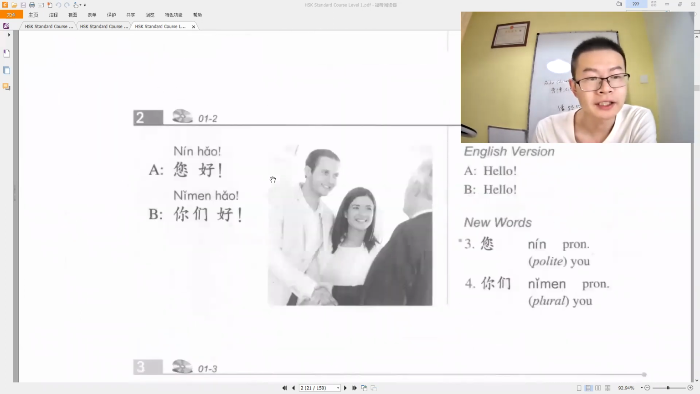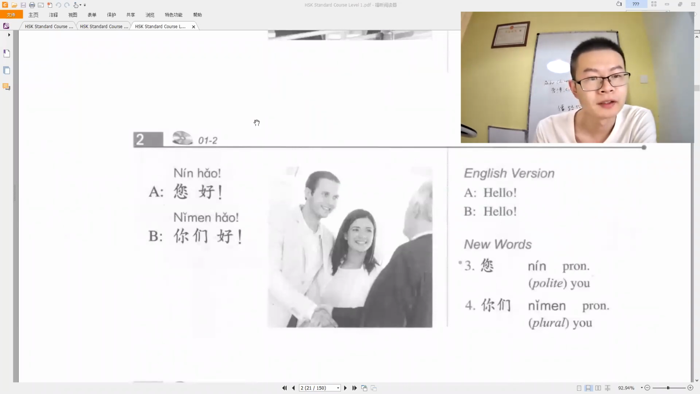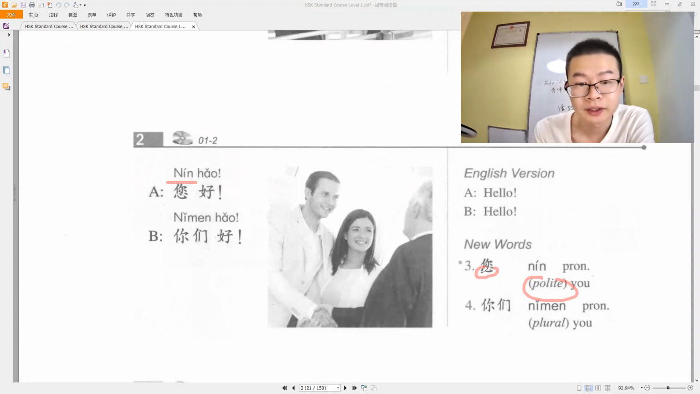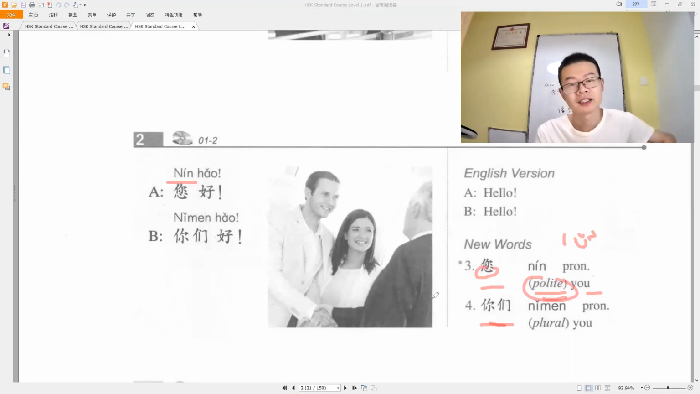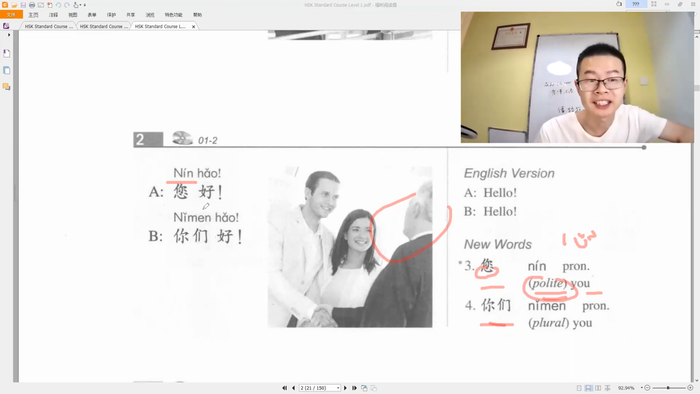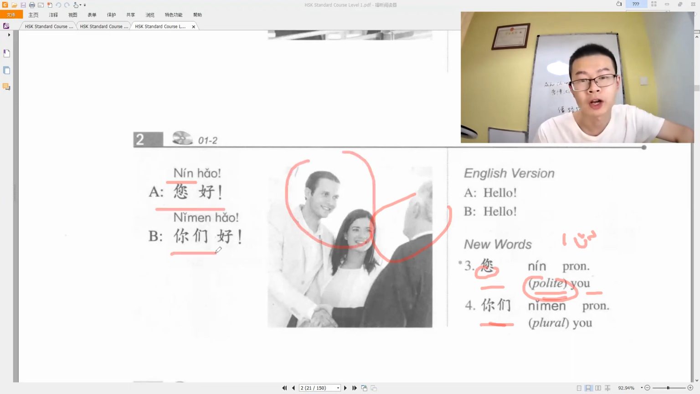Look at text two. 您, it has a heart, a radical called 心, and it's a polite way to say you. 您好. This is plural, right? Am I pronouncing it right? 你们好, for the old man or the supervisor or the grandfather, maybe someone else, you should be polite. So 您好, is it two people? It's plural. 你们好, 您好, 你们好.